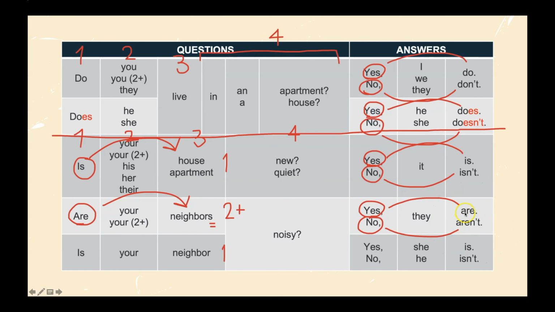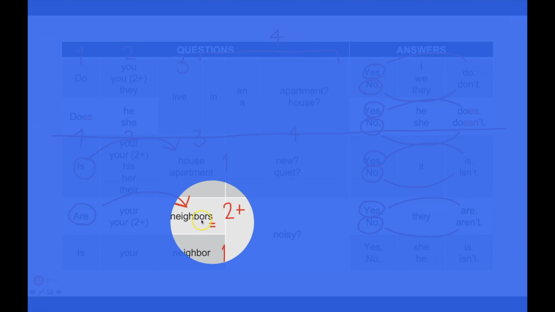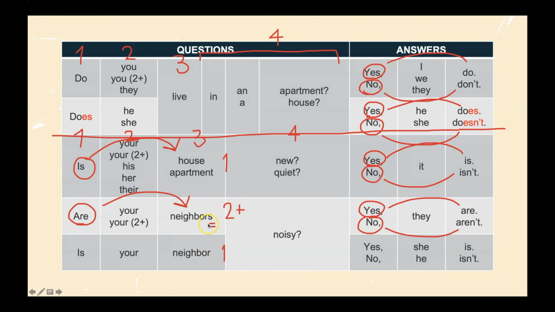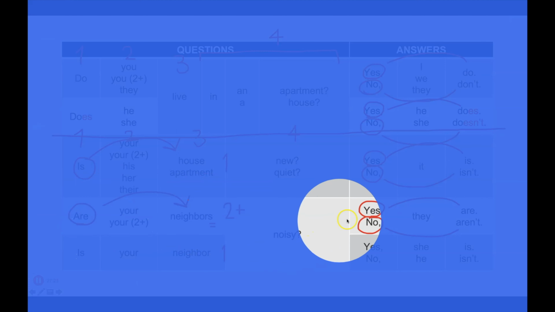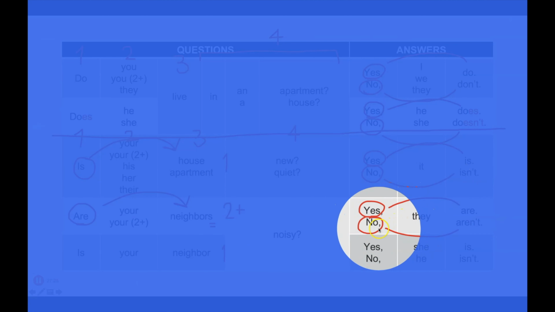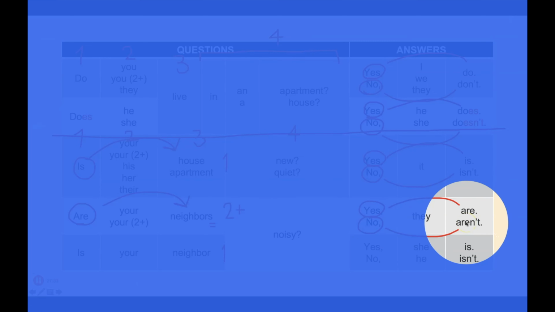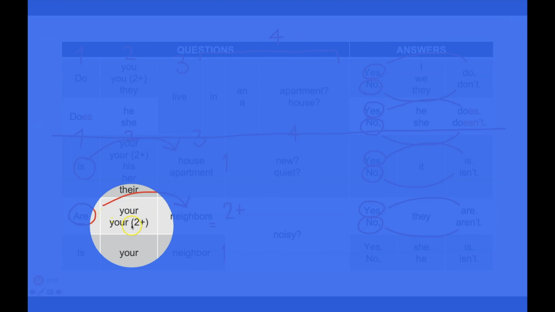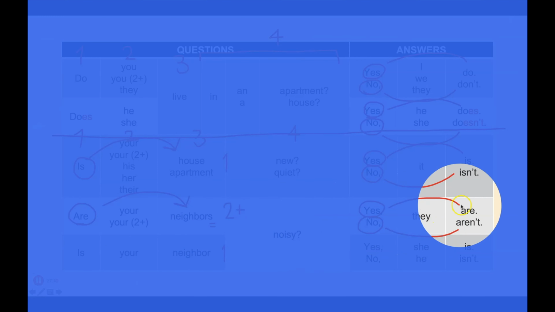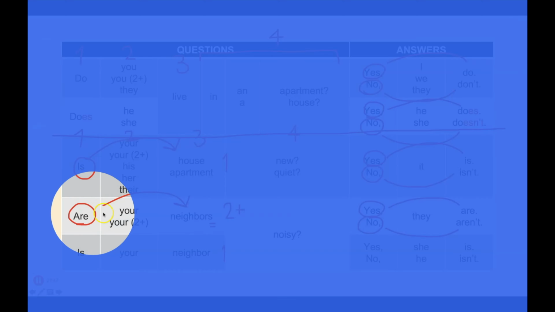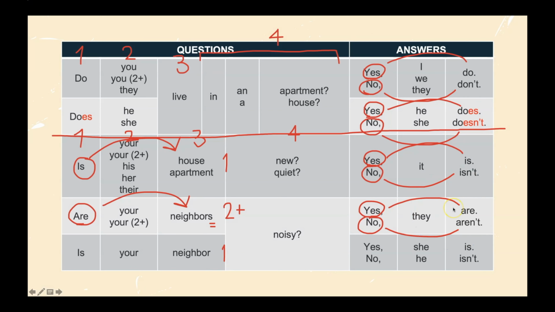Again, we have are and aren't. Why? Because neighbors with an S means we have two or more. Are your neighbors noisy? Yes, they are. No, they aren't. Okay. Are your two or more neighbors noisy? Again, yes, they are. No, they aren't. Okay. Now study.